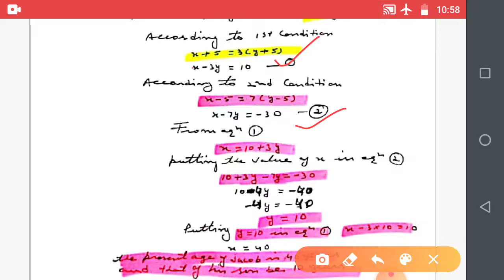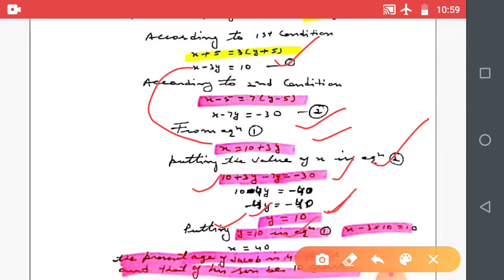So we have two equations, x minus 3y is equal to 10 and x minus 7y is equal to minus 30. Now from equation 1, the value of x is 10 plus 3y. Putting the value of x in equation 2, we get 10 plus 3y minus 7y is equal to minus 30. So ultimately the value of y comes 10. When you solve this equation, the value of y is 10.